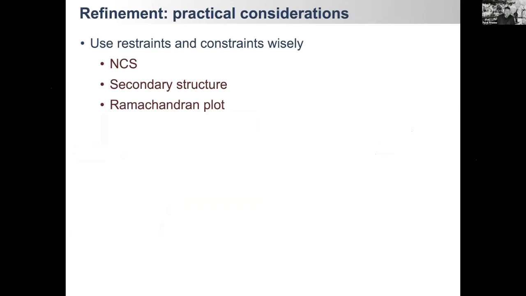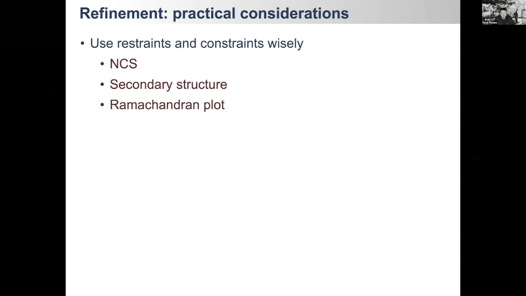Just keep going about practical stuff. Restraints and constraints, that's the key, and that's what guides refinement. NCS: things you need to really think about yourself, and this is what software does not do for you, are decisions about whether to use non-crystallographic symmetry or not. Non-crystallographic symmetry we refer to as NCS.